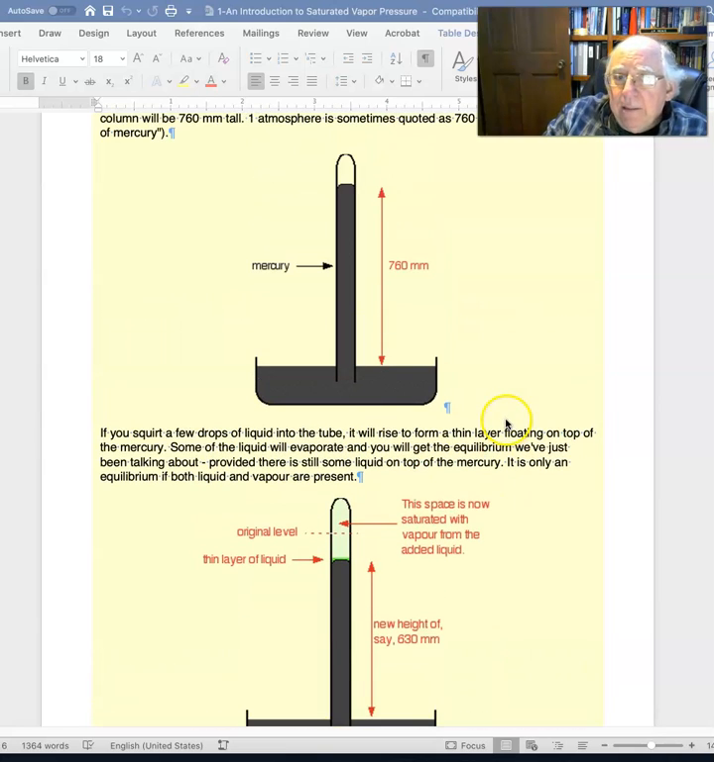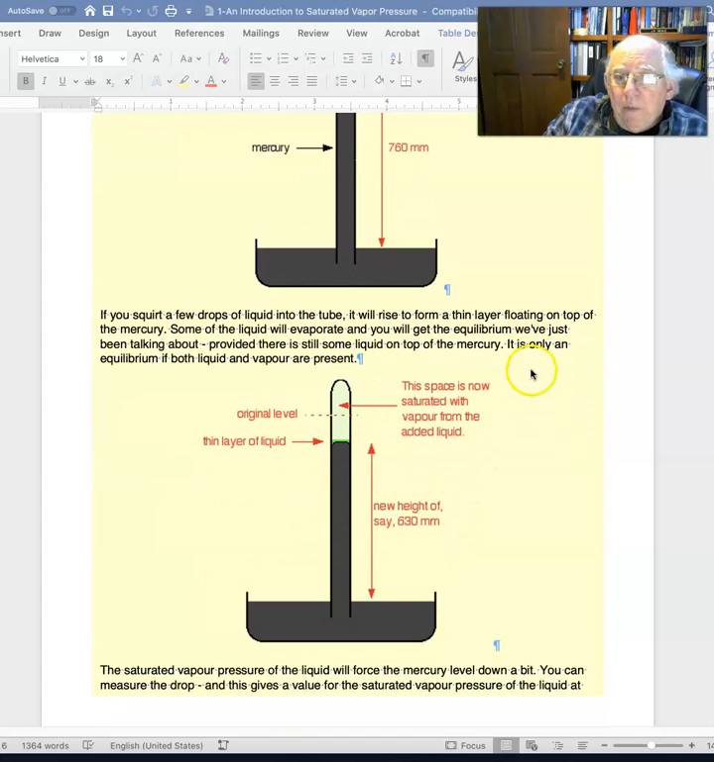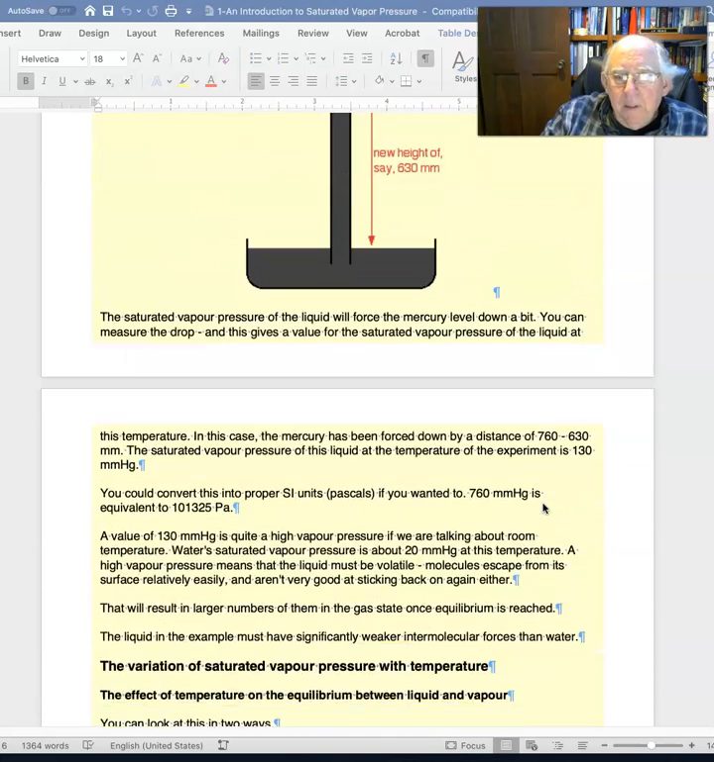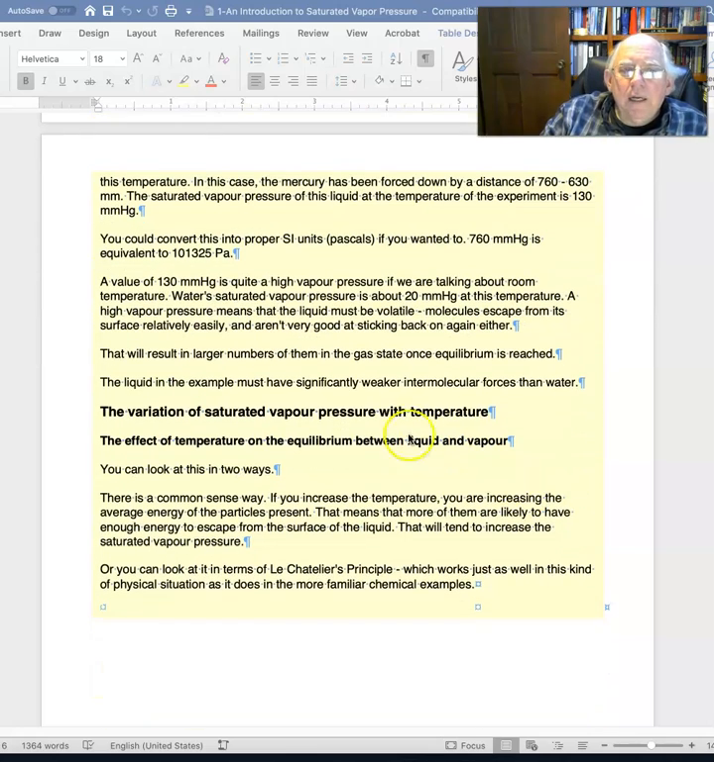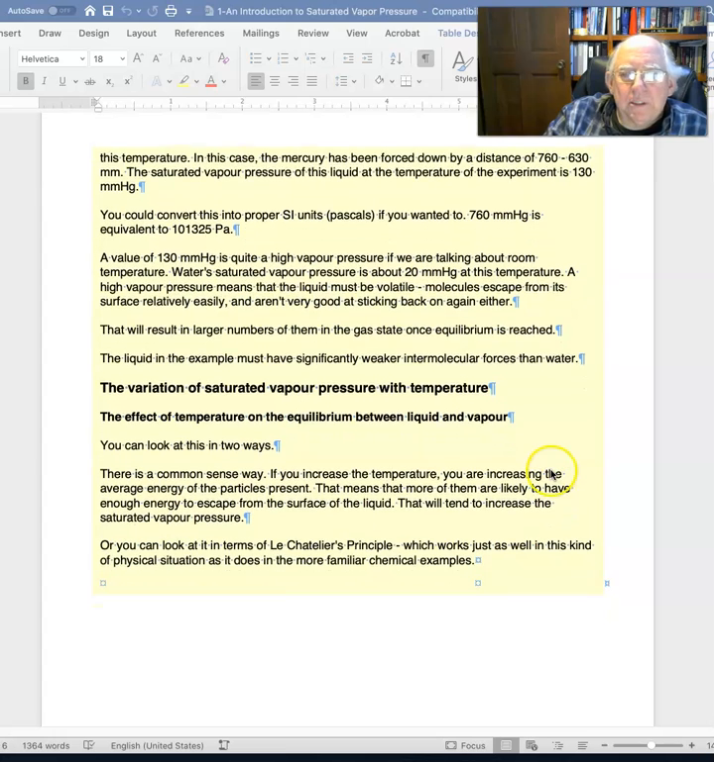If the original column height was 760 millimeters, and then we go to this location where the new height is 630, the difference between those two corresponds to the vapor pressure of the liquid mercury above. And so that 130 difference is a high vapor pressure associated with the system.